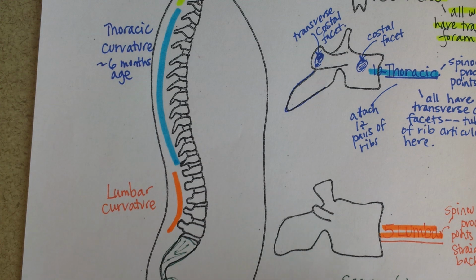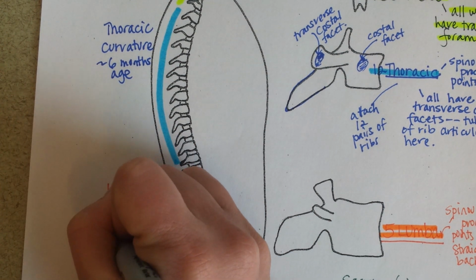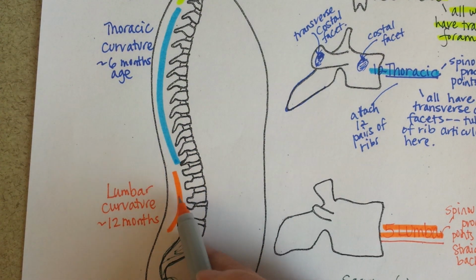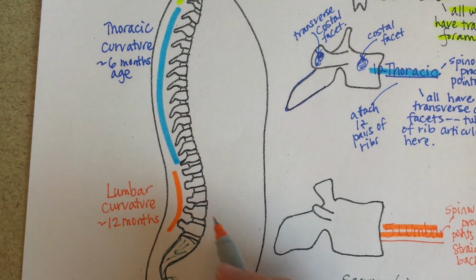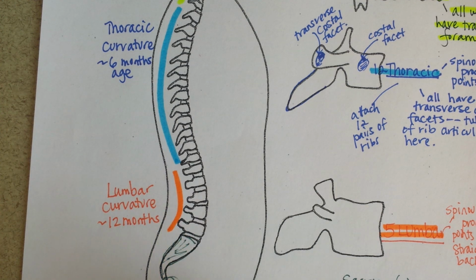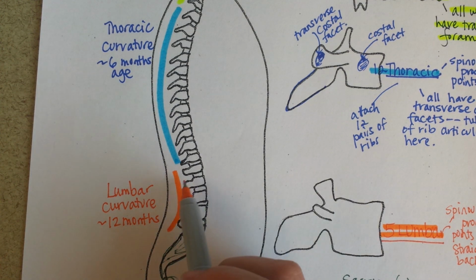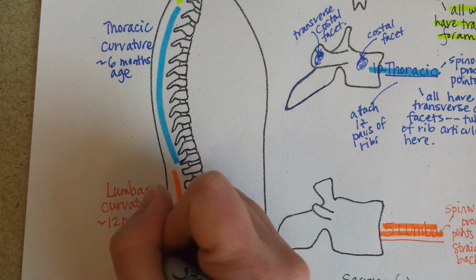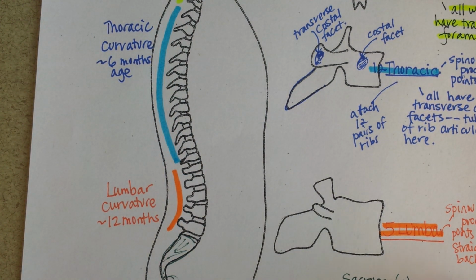And then the last major curve to develop fits with another milestone that babies achieve right around 12 months of age. And of course, that is walking. So now once they stand up, that lumbar curvature develops as the muscles of the gluteus maximus are pulling a little bit backward on these vertebrae. So these are the 3 main curvatures.